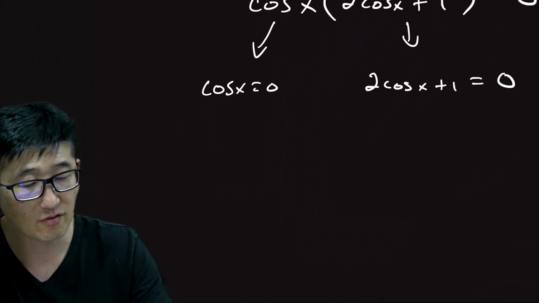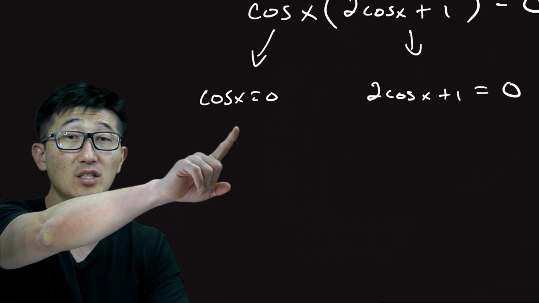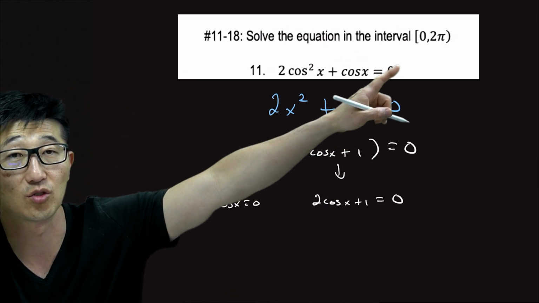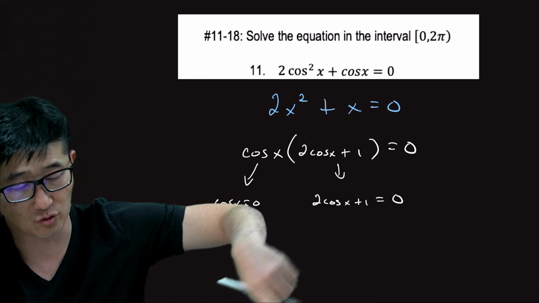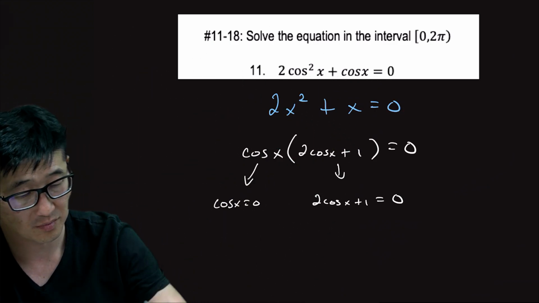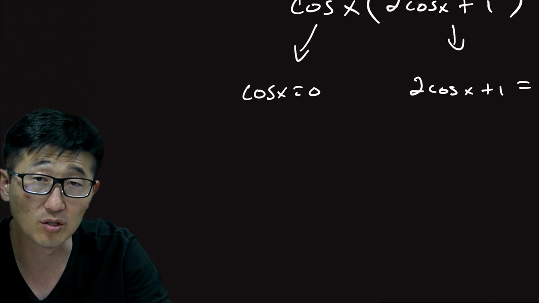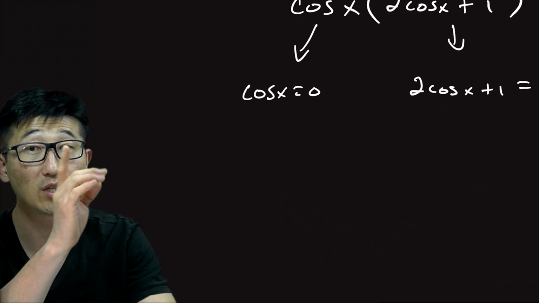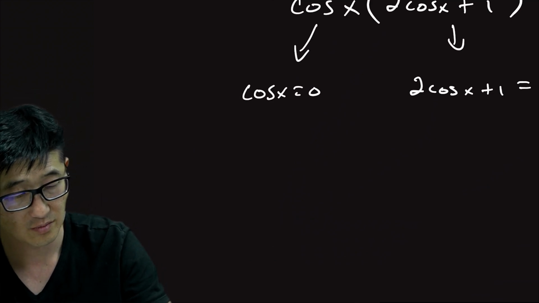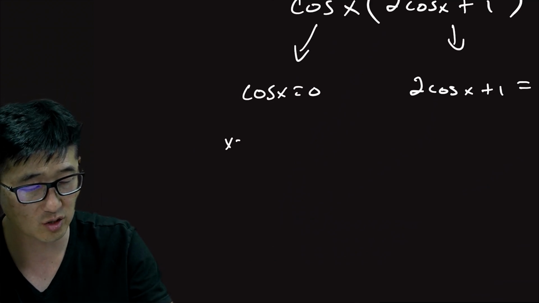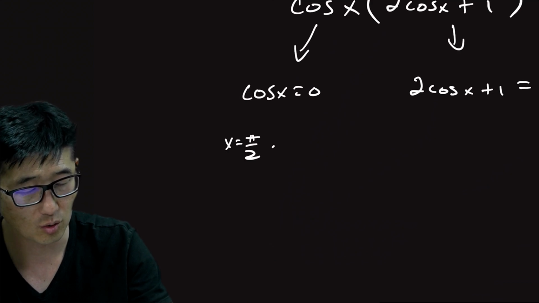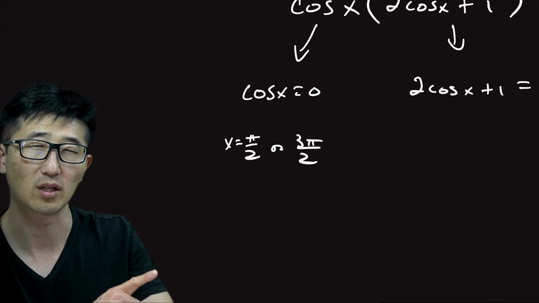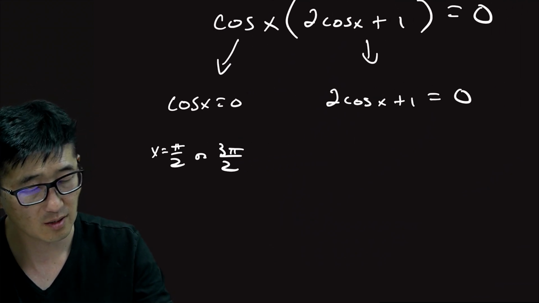And then you have to figure out what values of x produce 0 for cosine within the interval 0 to 2 pi, like from one revolution or one full circle. Well, the only time cosine is 0 is at 90 degrees and 270. So x has to equal pi over 2 or 3 pi over 2. Do you get that?